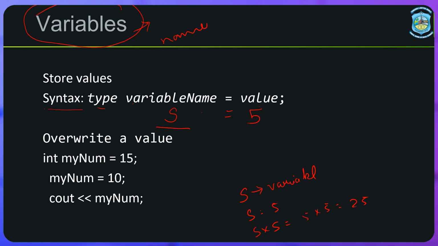Now, I can write multiple variable names in the same program also. That is, if I have written int myNum is equal to 15, then again I can write the same variable name, myNum is equal to 10. That is, overwrite a value. The value of myNum will be overwritten when I see the next line, that is, overwrite a value in C++ programming. This was all about variables.